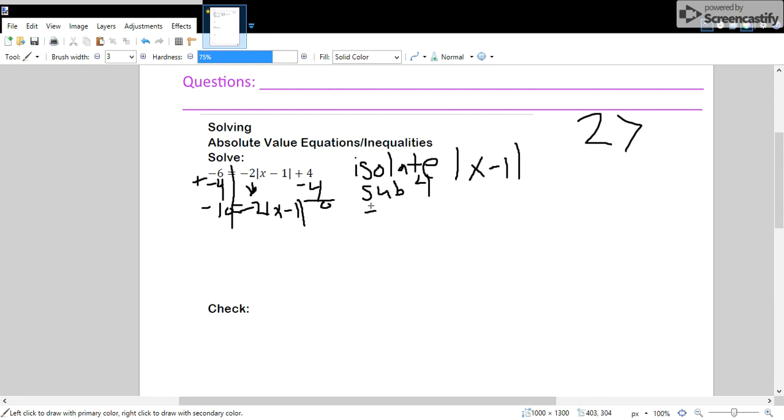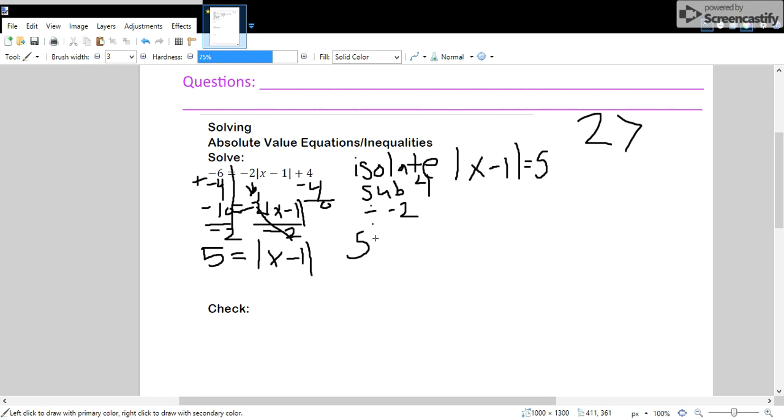From here, you would divide by -2 on both sides of the equal sign. So -10 divided by -2 is a positive 5. -2 divided by -2 is a 1. So you just have the absolute value of x minus 1. So now it's isolated. So we'll go ahead and write that out to the side to use for later when we check our answer. So now we have two equations.